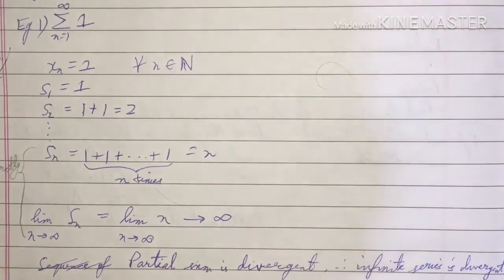Now we want to check whether the sequence of partial sum diverges or converges. So we take the limit n tending to infinity of Sn, which is basically limit n tending to infinity of n. Now we know n is a divergent sequence, hence this limit diverges to infinity. Therefore the partial sum is divergent, hence the infinite series is divergent.